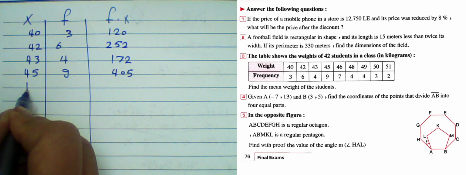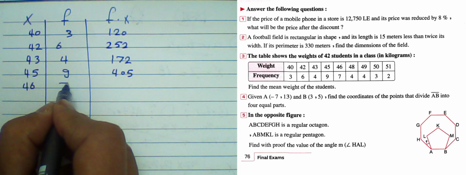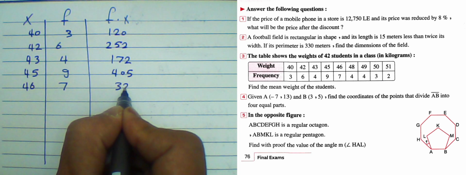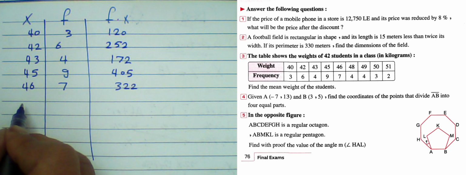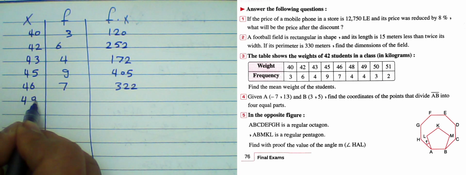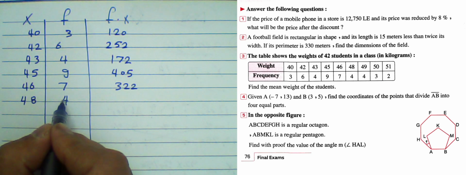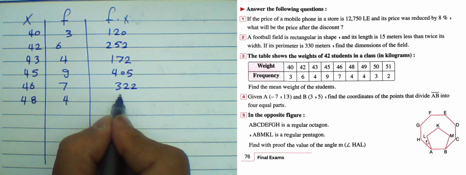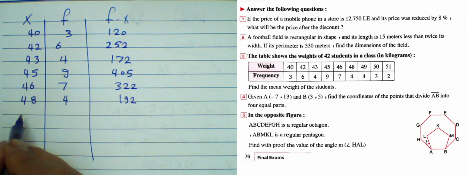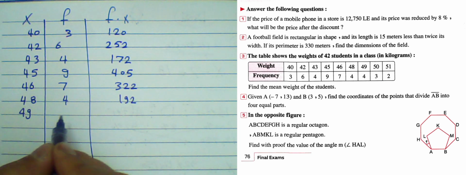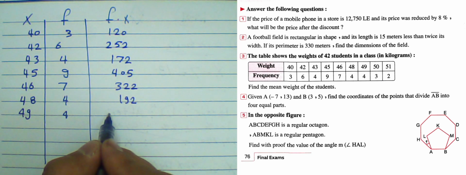And 46 multiplied by 7, 322. 48 multiplied by 4, 192. 49 times 4, 196.